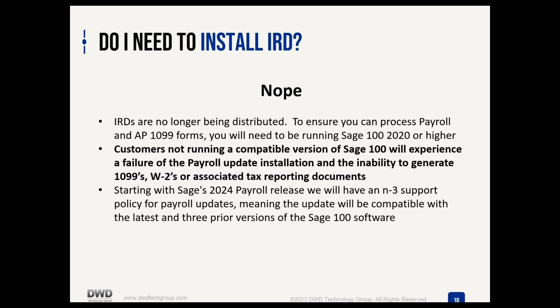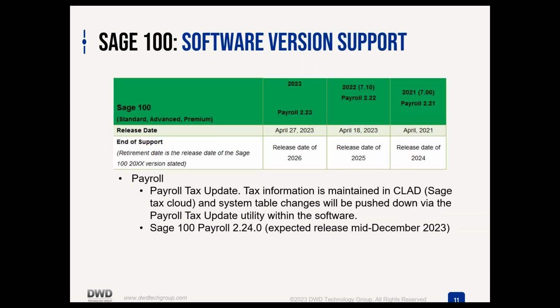So we have a lot of folks who will put the software in and they are just comfortable, they're happy with it. But now we're getting to a point where we have to get people moved up in order to stay current, in order for you to stay compliant. So what does that look like? Well, right now, the current version of Sage is 2023. The current payroll that is out there is 2.23.0.2. I keep checking that over the last few days because I want to know exactly when 2.24 comes out. So 2023 is the version of Sage 100 that is the most current.